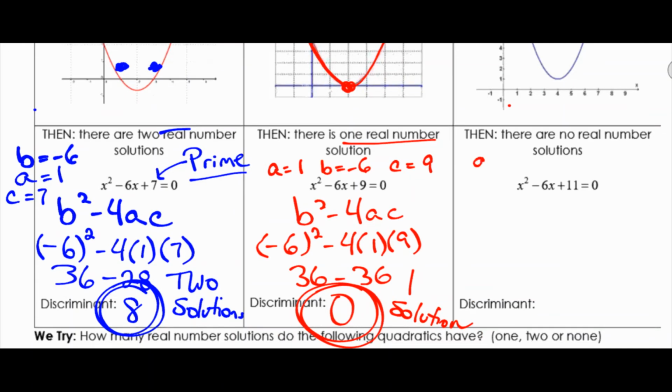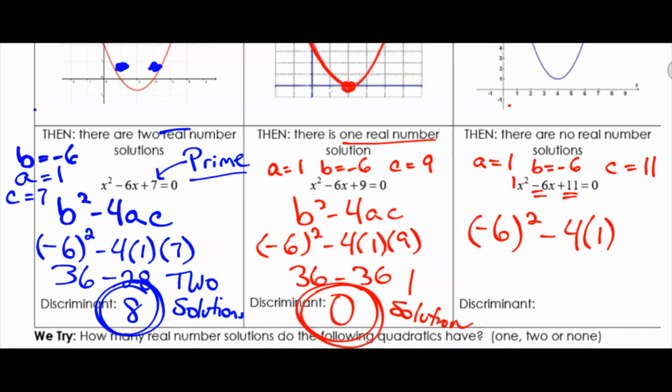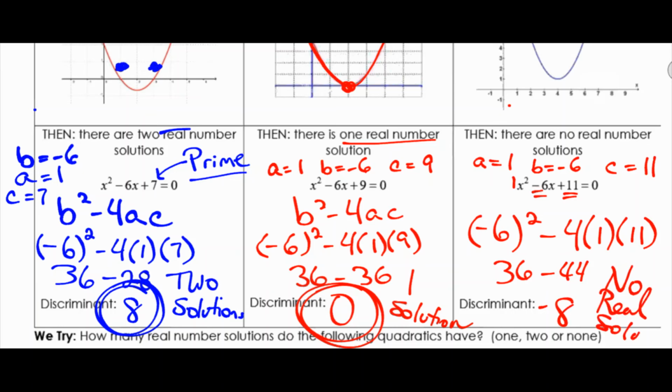So I'm going to do the exact same thing again. A equals 1, B is negative 6, and C is 11. So I have negative 6 squared minus 4ac, or 4 times 1 times 11. So that gives me 36 minus 44, or negative 8. So I have no real solution on that one. Because in the quadratic formula, all I'm really trying to do is take the square root of this discriminant, and I can't, right now at least, take the square root of a negative number.